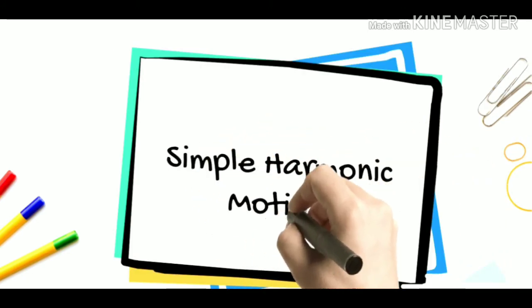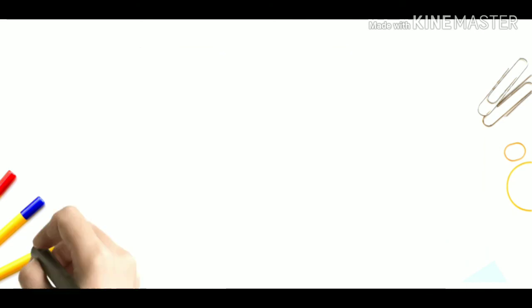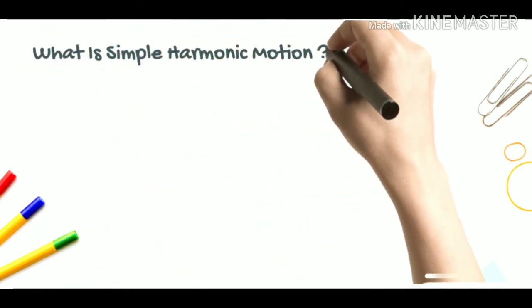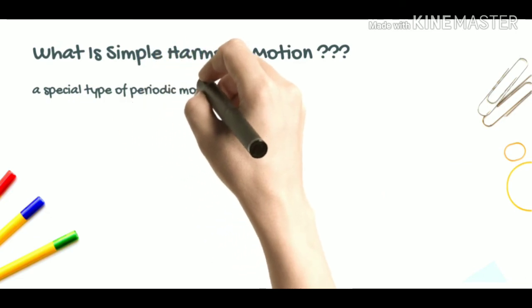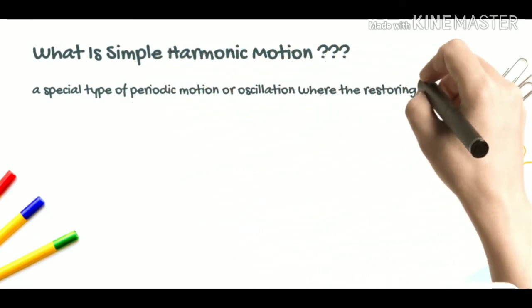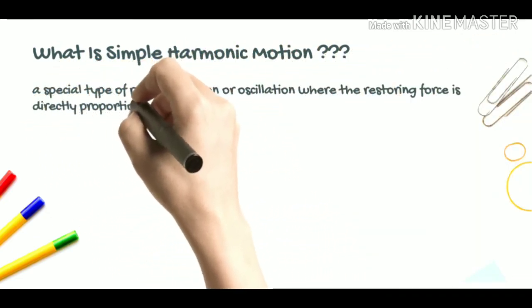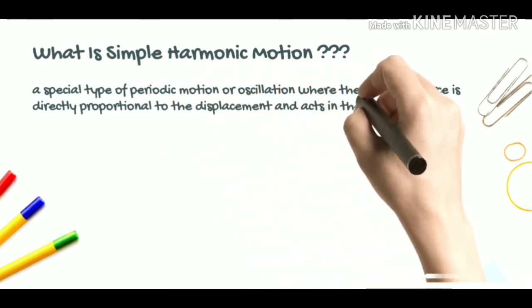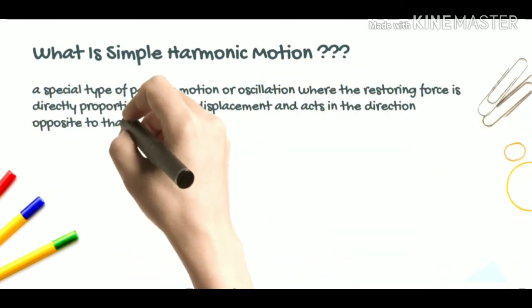Simple harmonic motion. What is simple harmonic motion? A special type of periodic motion or oscillation where the restoring force is directly proportional to the displacement and acts in the direction opposite to that of the displacement.